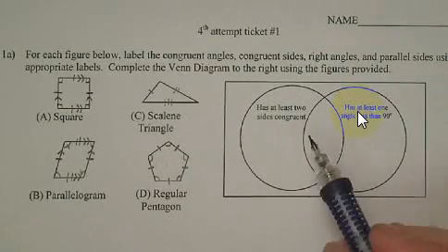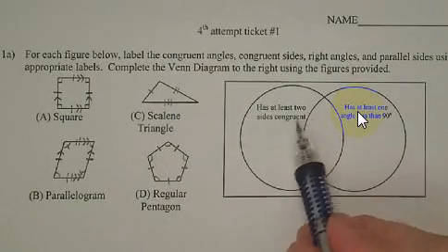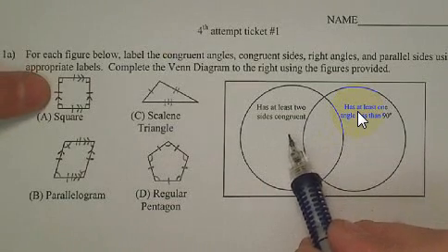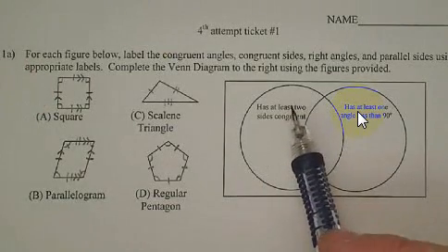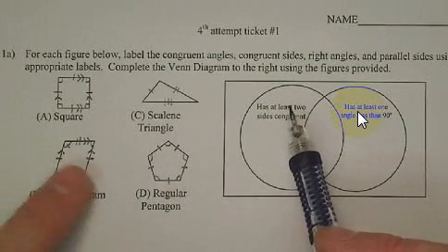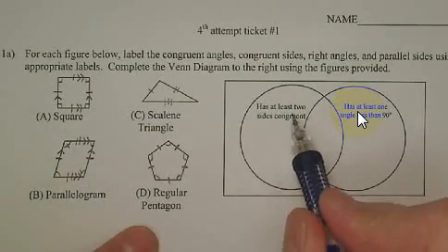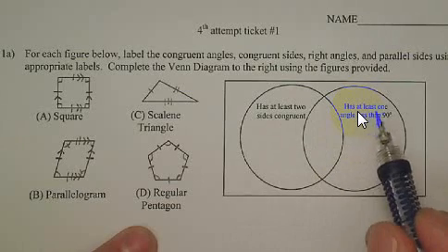So, which of these shapes has at least 2 sides congruent? Well, a square does, because all 4 sides are congruent. The parallelogram does, and the regular pentagon does. So technically A, B, and D could all fit this category.